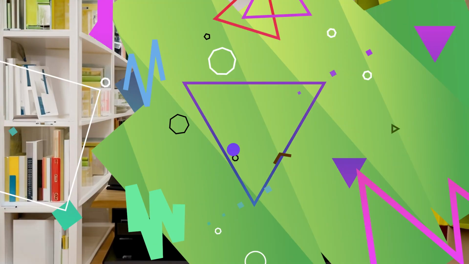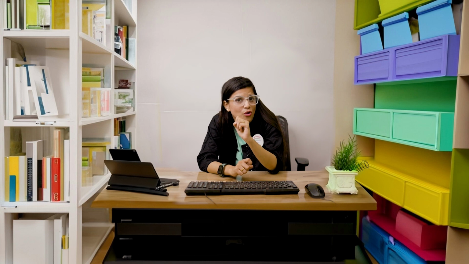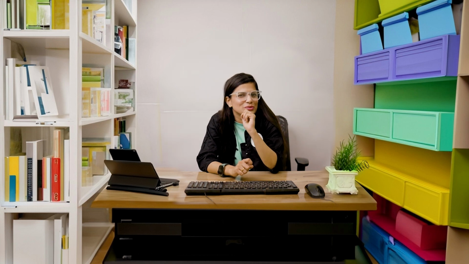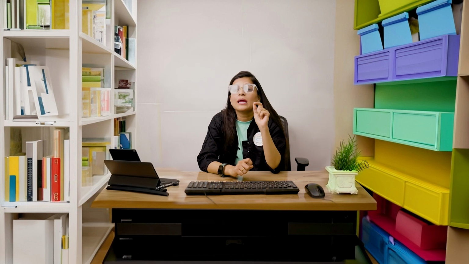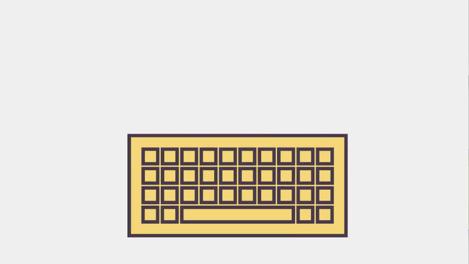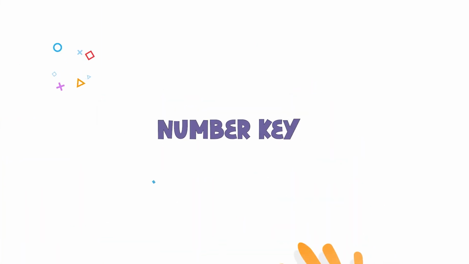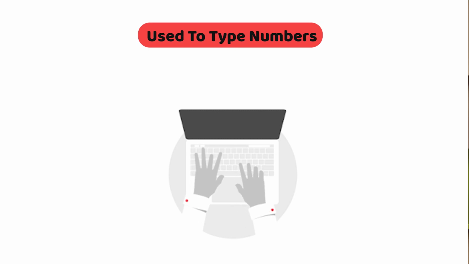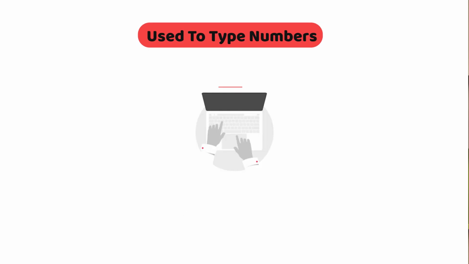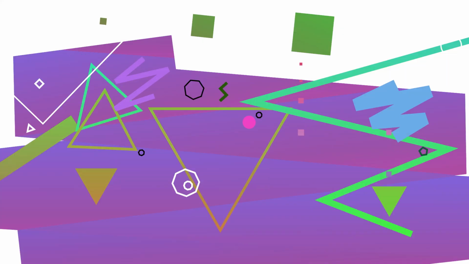Alphabet keys. Typing letters, words and sentences is done using alphabet keys on the keyboard. For example, to type India, press the keys I, N, D, I, A. Number keys. The numeric keys on the keyboard range from 0 to 9 and are used to type numbers. For example, if you want to type 95, press 9 and 5.